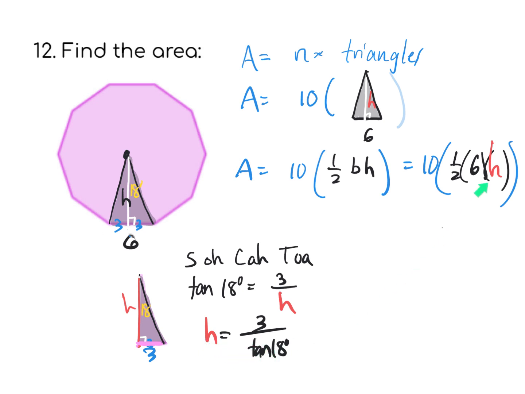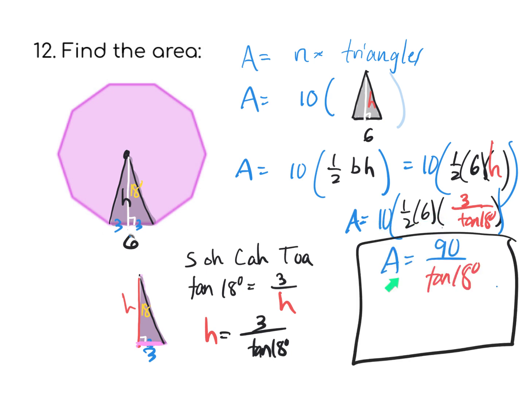So we've got it. The area of this regular polygon is 10 of these triangles, and we knew the triangle's base right out of the gate, and we figured out its height. We can simplify. 1/2 of 6 is 3, and 3 times 3 is 9, and then you've got 9 times 10, which is 90. And so the area is 90 divided by tangent of 18 degrees, and that's square units.